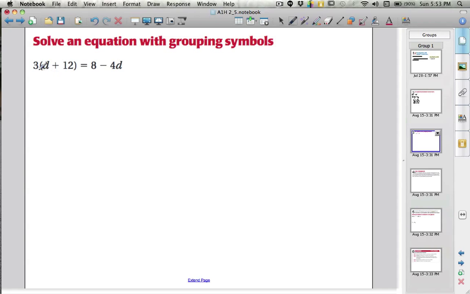Here I've got the added issue of distributing this 3. So I could either distribute the 3 or divide by 3. And you'll notice 8 and 4, those are not simple numbers to divide by 3, so I'm going to go ahead and distribute. 3d plus 36 is equal to 8 minus 4d. Now I'm going to add 4d to either side. So over here I'll get 3d plus 4d is 7d. And I'm going to subtract 36. 8 minus 36 is negative 28. And then I'll want to divide by 7. d is equal to negative 4.